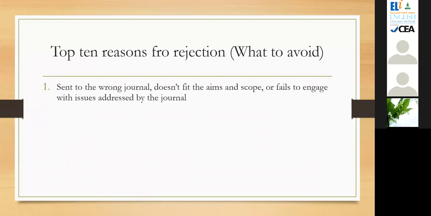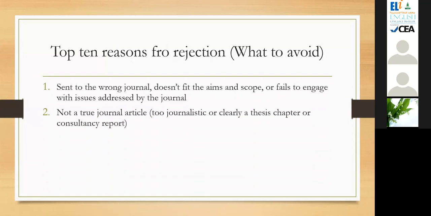Okay, you don't want to send to the wrong journal, one that does not fit the aim and scope, or fails to engage with issues addressed by the journal. So again, maybe 100 times, aim and scope. It could be not a true journal article, too generalistic, or clearly a thesis chapter or a consultancy report. It looks like a thesis chapter.